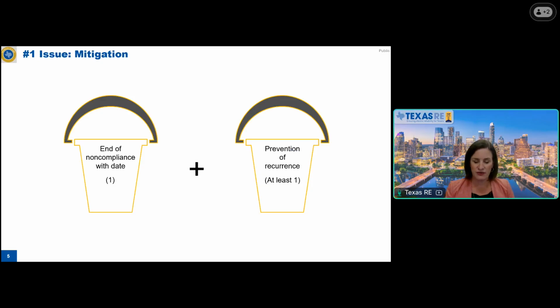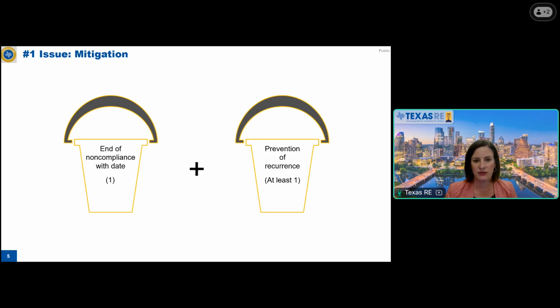The number one issue we have here at Texas RE when we are reviewing self-reports is deficiency with mitigation. And that's what we're going to start with today, just to make sure that we hit it really hard. Every time you submit a self-report, you're going to need to submit at least two types of mitigation. As you can see here, we've got two buckets. The first one is your end of noncompliance.